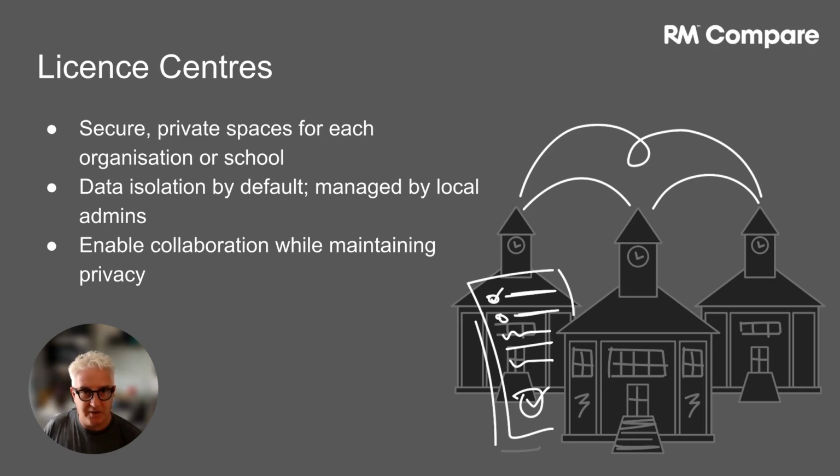Yet, despite this strong separation, the shared infrastructure of RM Compare means that you still benefit from centralized security updates, reliability, and cost effectiveness. For instance, one license center might represent a secondary school keeping all its teachers and assessment data completely separate from a neighbouring school, even though both use RM Compare. Only if an administrator chooses to connect can any sharing happen.